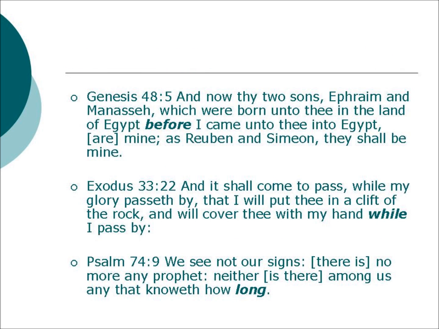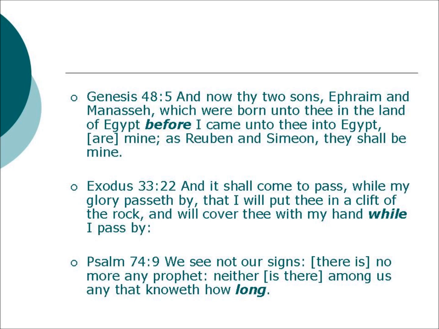Genesis 48:5. And now thy two sons, Ephraim and Manasseh, which were born unto thee in the land of Egypt, before I came unto thee into Egypt, are mine. As Reuben and Simeon, they shall be mine. Jacob is adopting Joseph's sons as his own. But the sons were born before, up until the point that Jacob arrived in Egypt. They were born before that time.